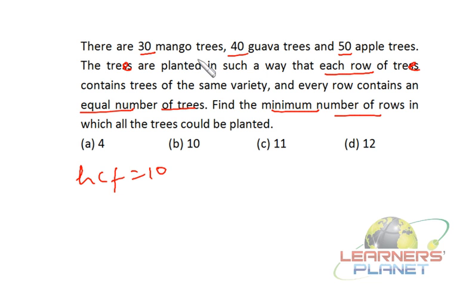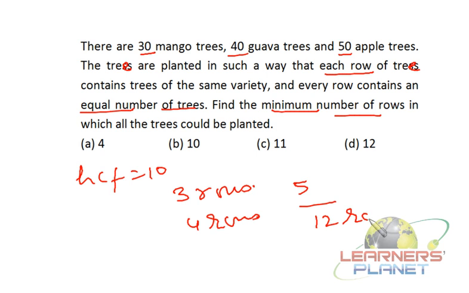Okay. Now suppose I wish to plant mango trees. I'll be in requirement of 30 by 10. That means 3 rows. For guava trees, I'll be in requirement of 40 by 10. That is 4 rows. And for apple trees, I'll be in requirement of 50 by 10. That is 5. So in all, I'll be in requirement of 5 plus 4 plus 3. That is 12 rows. Okay friends, it's very simple. So it's the correct choice.